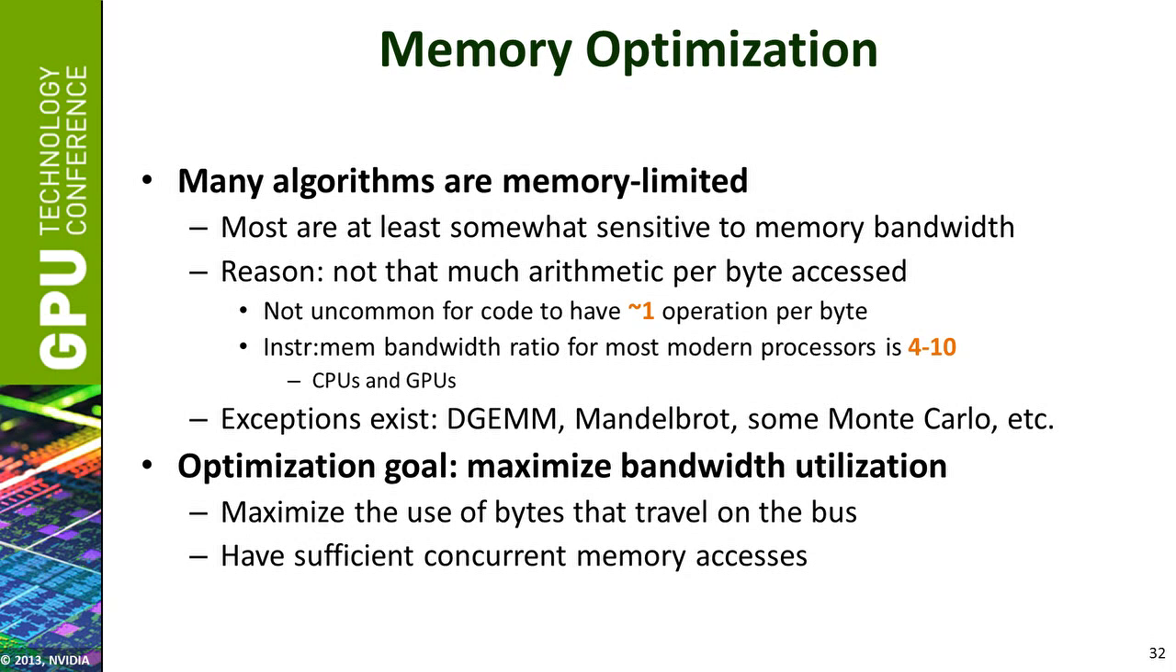GPUs do have a lot of memory bandwidth, in excess of 200 gigabytes per second at the DRAM level, but you have to observe certain rules to extract all of that bandwidth. When optimizing memory access, there are two general ideas. First, maximize the use of bytes that travel across the bus. When you access memory, you get a discrete chunk of bytes, so you pay for all of them to arrive, and you would prefer to use them all. The other is to have sufficient concurrent memory accesses, because you need enough work to keep the memory bus saturated. We'll have some examples of that.